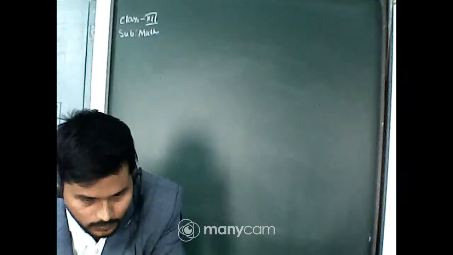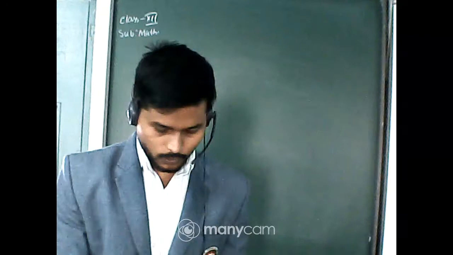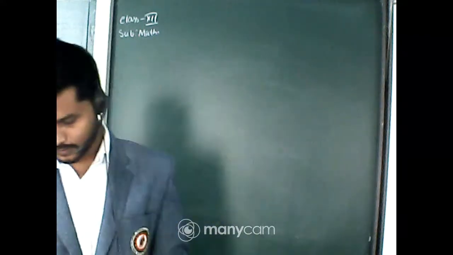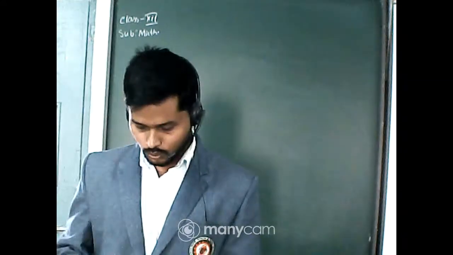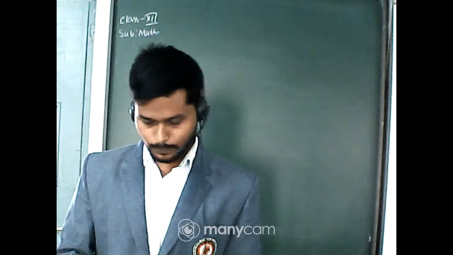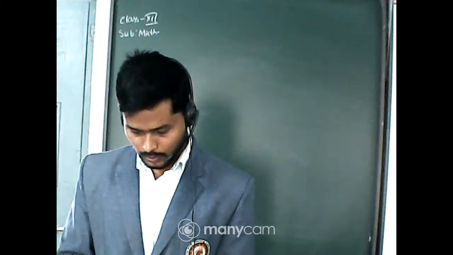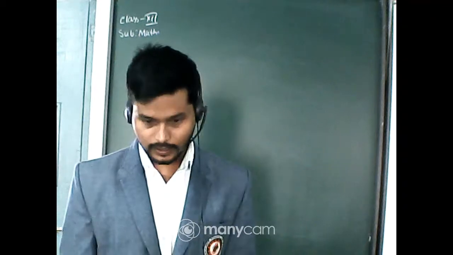Okay, so today we'll start from question number 6. Just have a look at question number 6 once. Question number 6 says: find the Cartesian equation of the line passing through the point (-2, 4, -5) and parallel to the given line (x+3)/3 = (y-4)/5 = (z-8)/6. We have to find the Cartesian equation here.